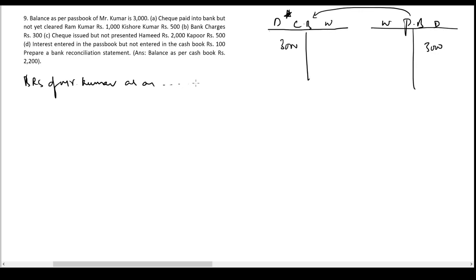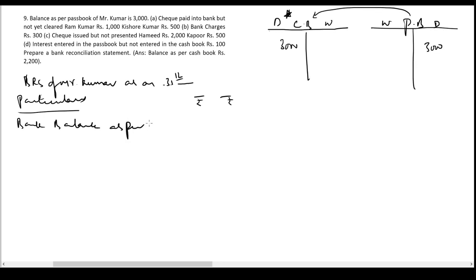As on, the date has not been given. Let us write 31st December of some particular year. Particulars, rupees and rupees. Bank balance as per passbook. Bank balance as per passbook is rupees 3000. We have to make some additions and we would have to less some items to arrive at the cash book balance. Let us start. Checks paid into bank but not yet cleared. Ram Kumar 1000 and Kishore Kumar 500.